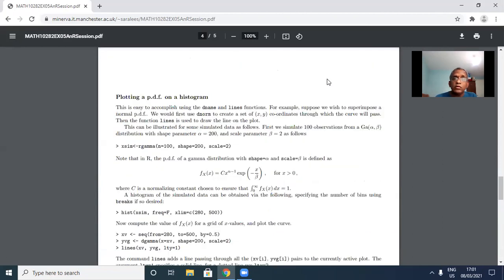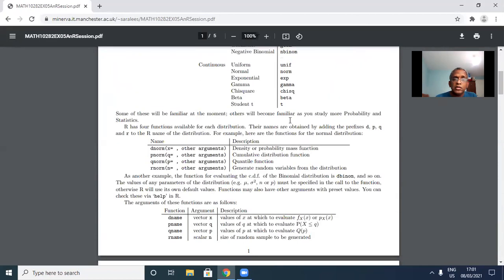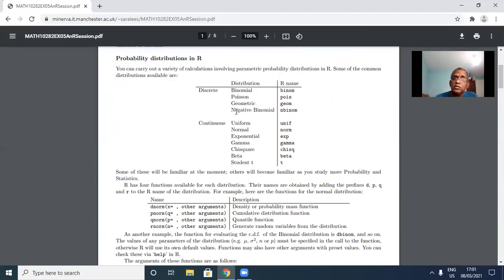Okay, before I start, let me go to page 1 of this tutorial sheet. There's a table here. R has many distributions implemented in it. Some of them are discrete and the others are continuous distributions, right? Some of the discrete distributions are the binomial, Poisson, and etc. Some of the continuous distributions are the uniform, normal, exponential, etc.